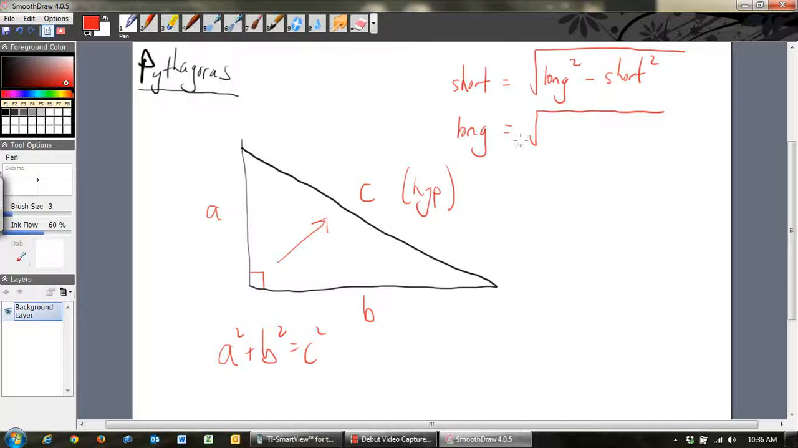Similarly, if you're trying to find the long side of a right angle triangle, then it's equal to the square root of one of the short sides squared plus the other short side squared. So those are the shortcuts. Basically, if you rearrange this for A or C, you'll see it's equal to this. If you're trying to find the long side, use this formula. If you're trying to find one of the short sides, use this formula.